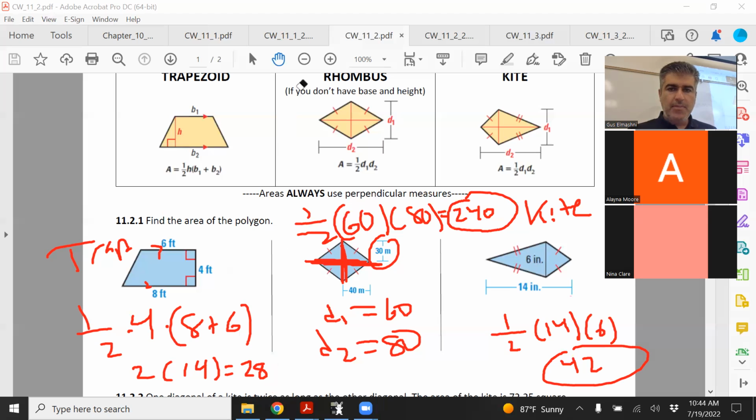That will be feet squared. So always square units. That's going to be meters squared. And that's going to be inches squared. And it's good to know the units.